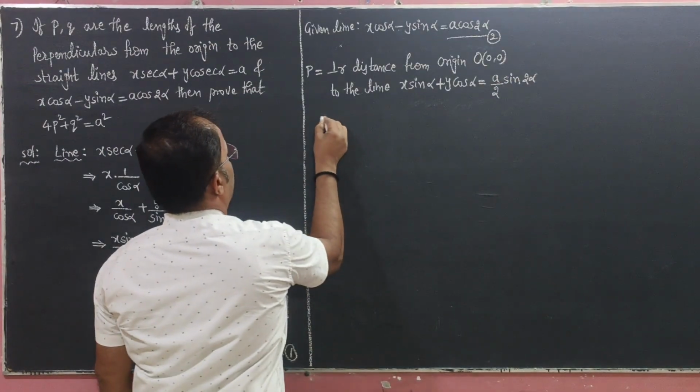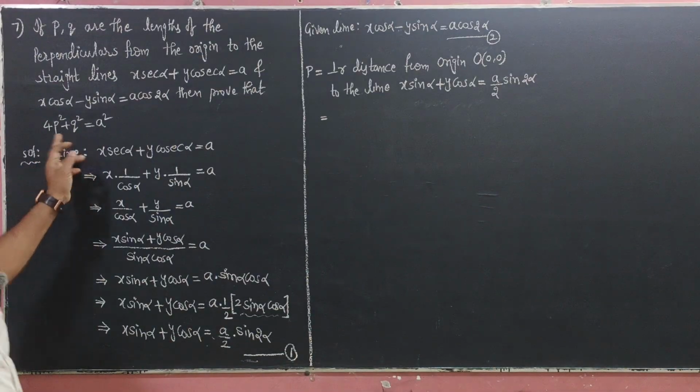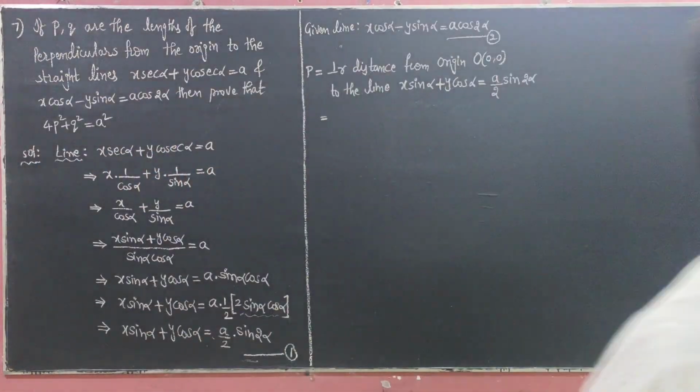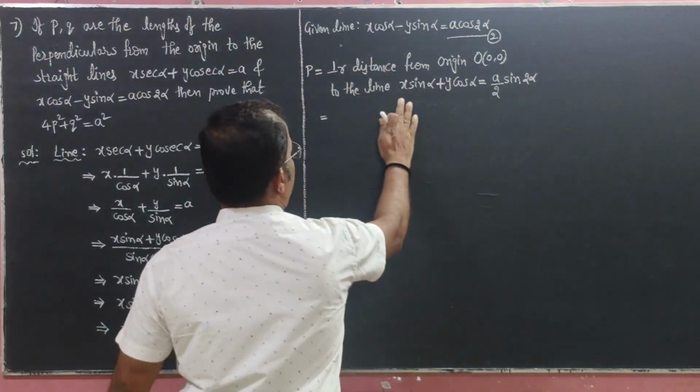So we have to find out the p value, and we have to find out the q value. Then we have to substitute in the LHS and prove the RHS is a square. Okay, right. So x sin alpha plus y cos alpha.